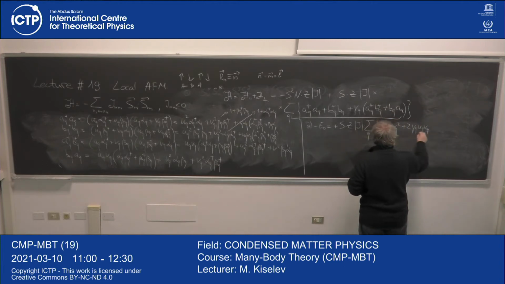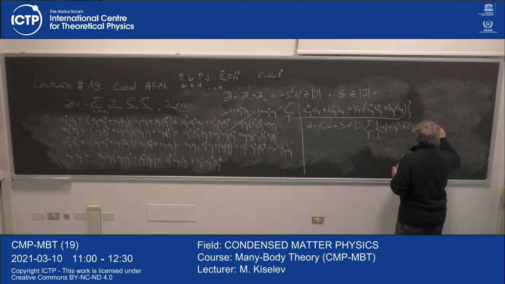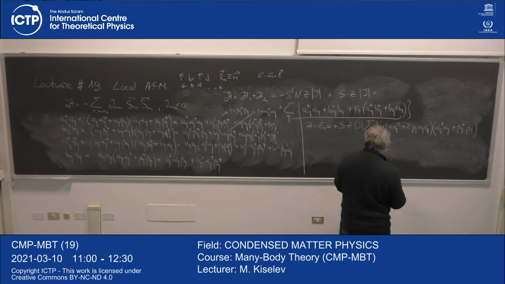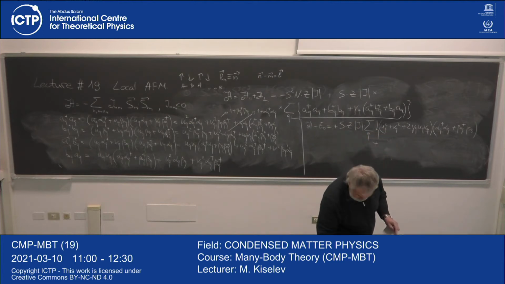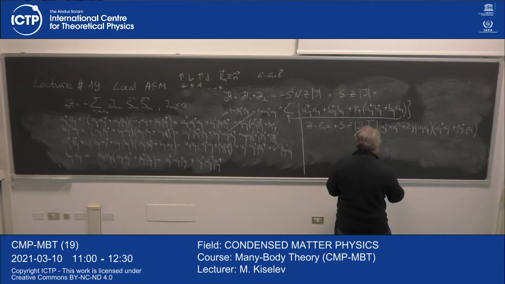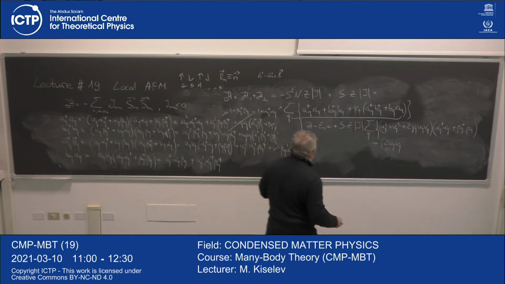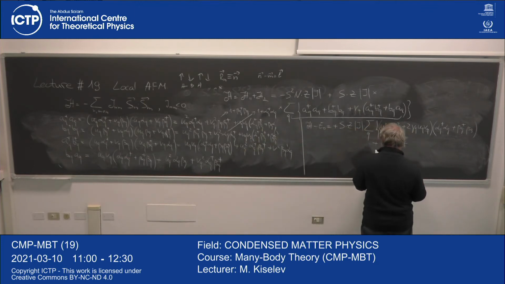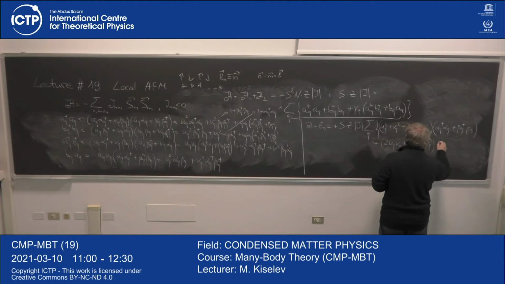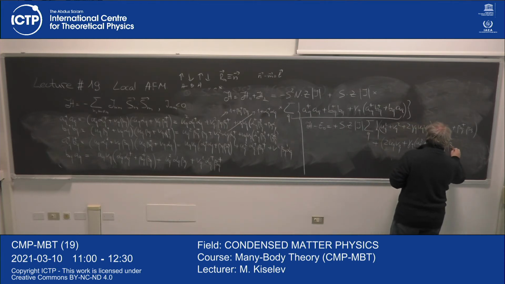VQ times alpha Q dagger alpha Q plus beta Q dagger beta Q plus 2 UQ VQ plus gamma Q UQ squared plus VQ squared times alpha Q dagger beta Q dagger plus beta Q alpha Q.